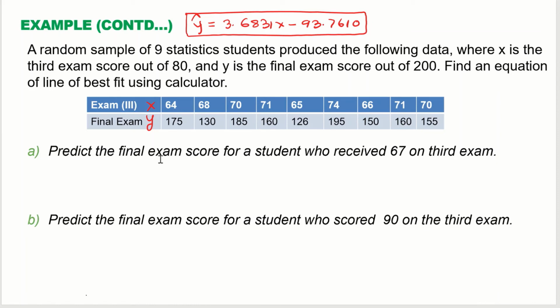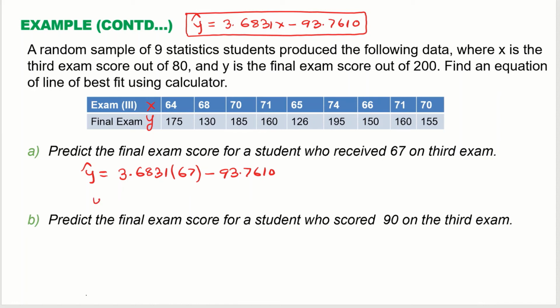So we are predicting the final exam score for the student who received 67. So y hat is equal to 3.6831 times 67 minus 93.7610. So we just plug in x equal to 67.